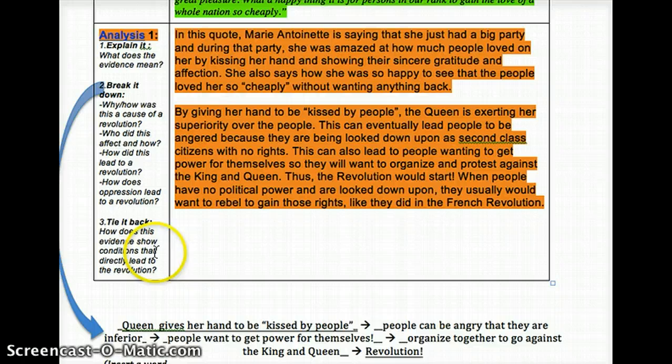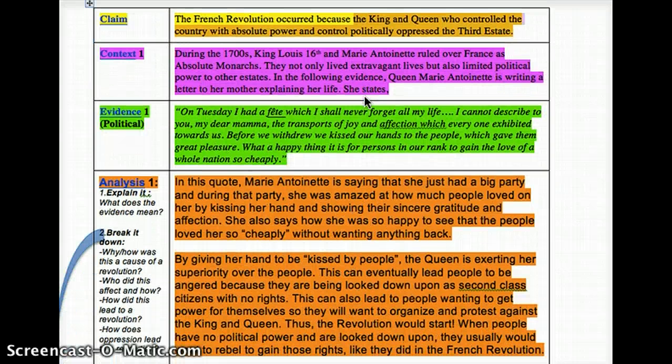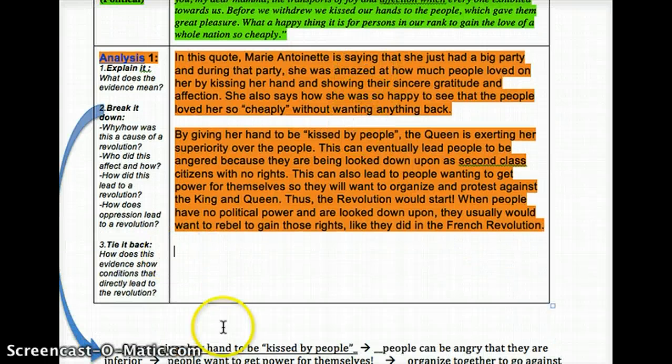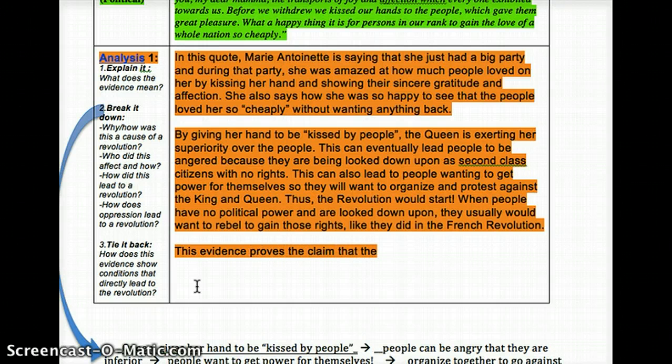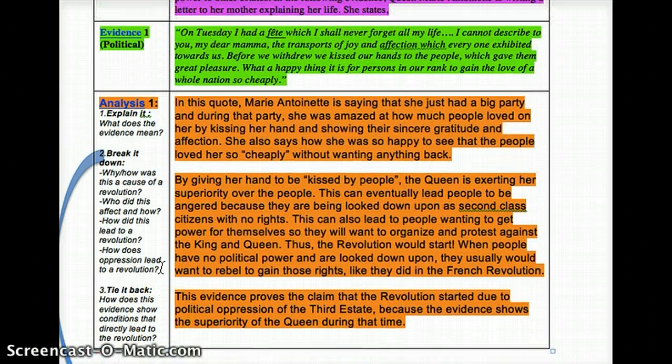And in the last part, I want to tie this back to my claim. What's my claim? That the revolution occurred because the king and queen gave people no rights and the third estate was oppressed. So I'm trying to prove that. So I would say this evidence proves the claim that the revolution started due to political oppression of the third estate, because the evidence shows the superiority of the queen during that time. All right, now I'm done. I've explained it, I've broken it down, tied it back.